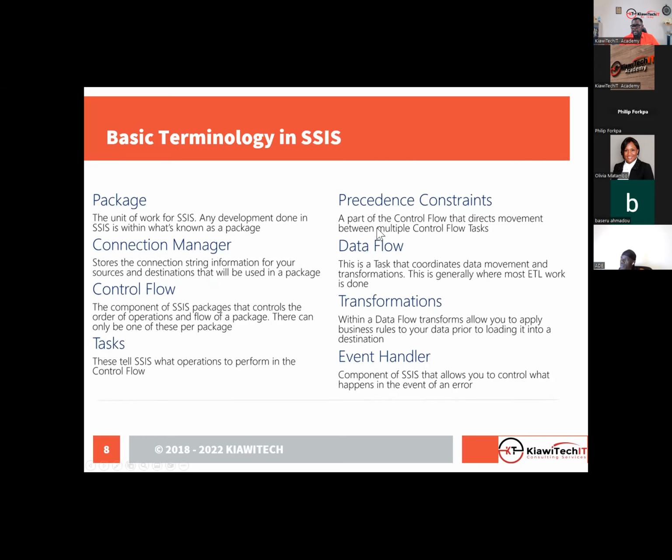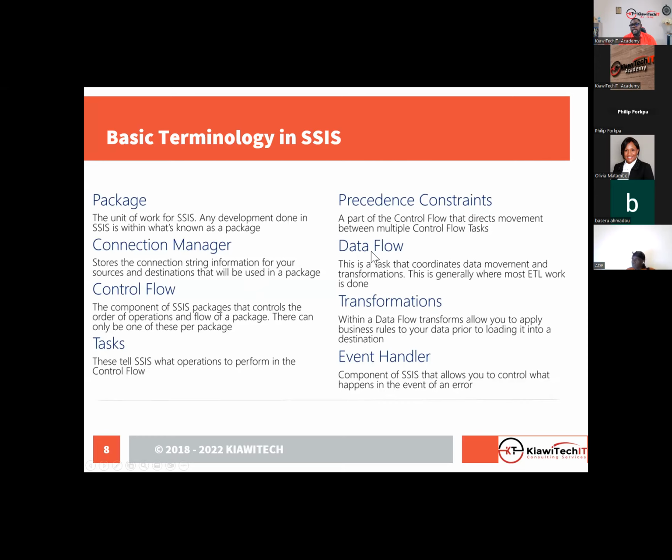A precedence constraint is a part of a control flow that directs movement between multiple control flow tasks. Meaning that if the data needs to come from this and this action needs to take place, the precedence will tell exactly what needs to be done. And if anything is missing, that will show you on the debugging that this is what is failing.